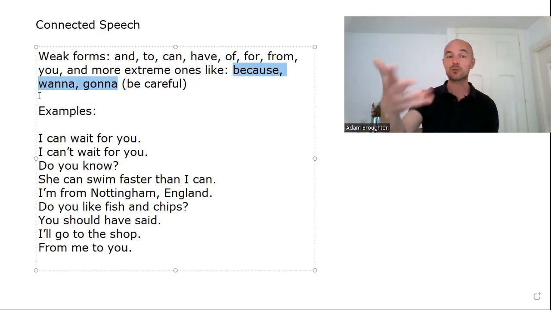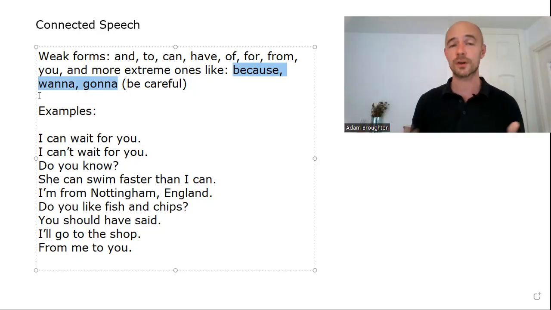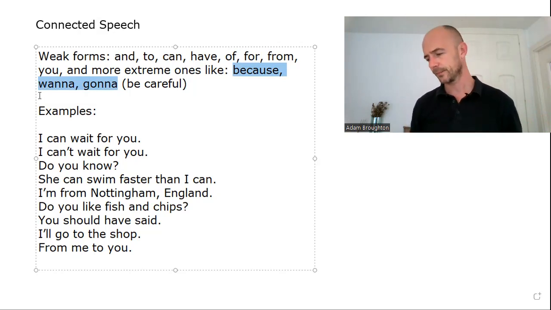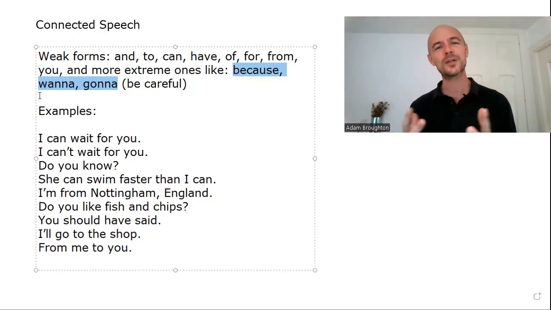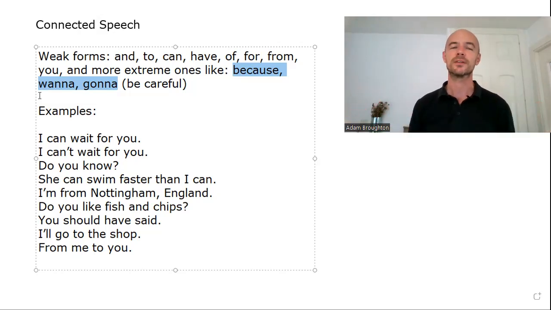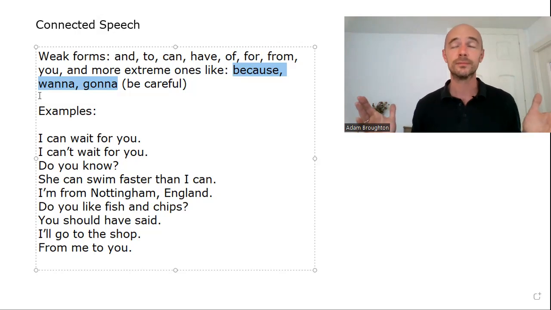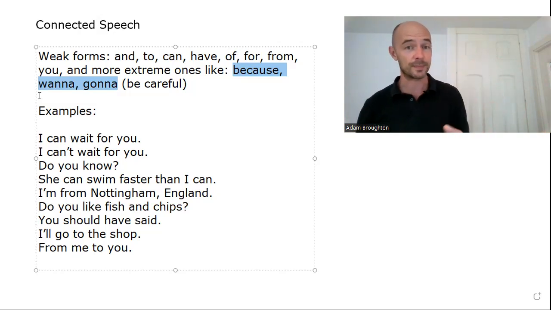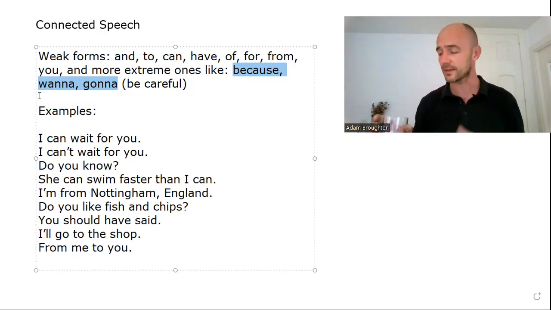And then we've got the more extreme ones like because, which is often pronounced cause, wanna from want to, gonna from going to. It's okay for native speakers to say these, but if you're not a native speaker, it sounds a little bit strange. This is something which tends to be reserved mostly for native speakers. It's just the cruel reality of being a non-native speaker. There are certain things that if you say them, sounds a little bit strange. Something that native speakers do in all languages. And if non-native speakers say them, it sounds a bit strange.